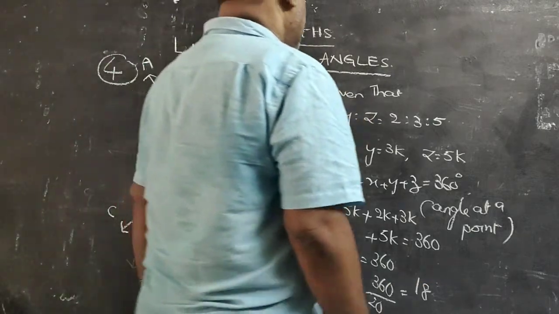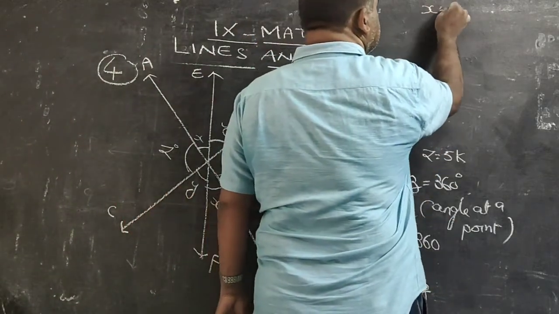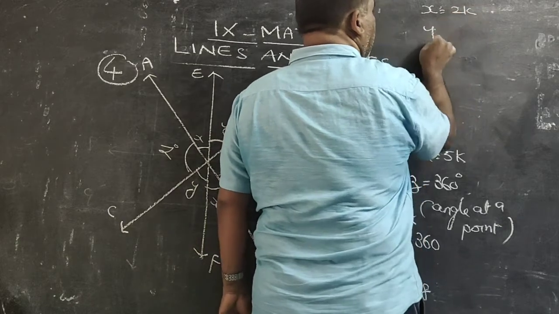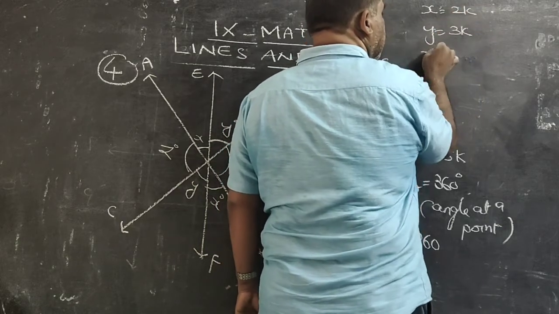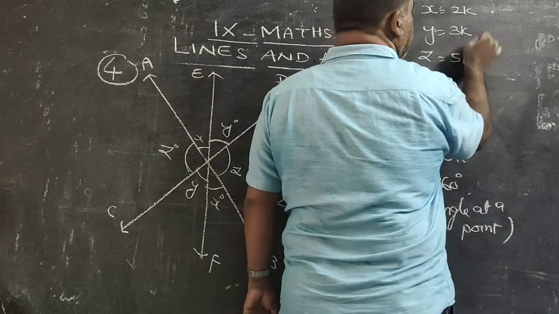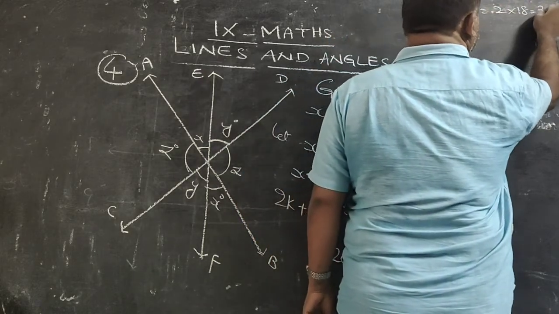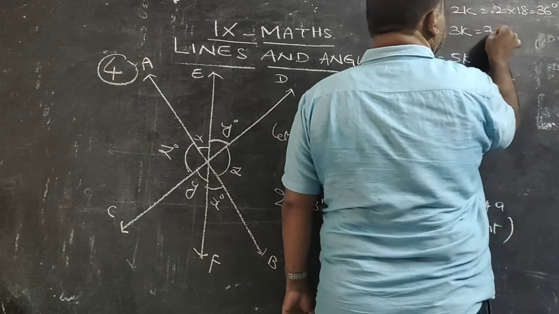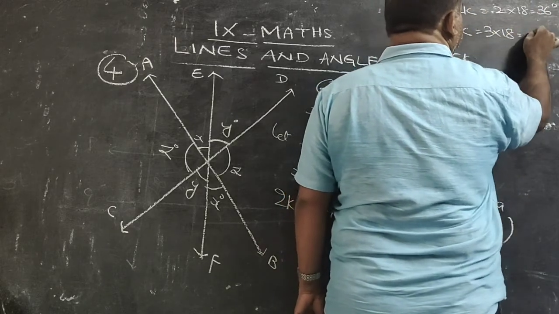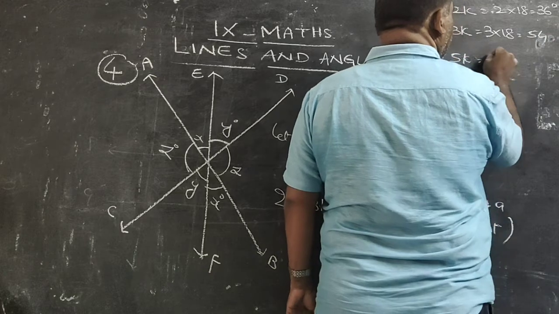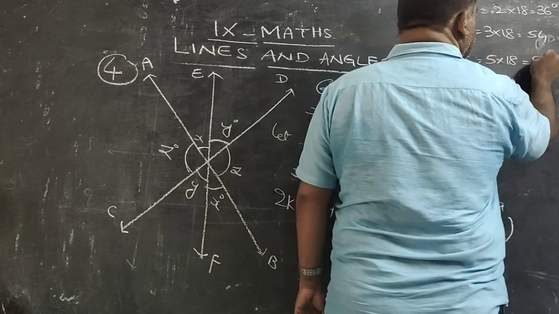After getting the k value, we can write x, y, z. x is 2k, y is 3k, z is 5k. The k value we got is 18. So 2 into 18, that is 36 degrees. 3 into 18, 54 degrees. 5 into 18, that is 90 degrees.